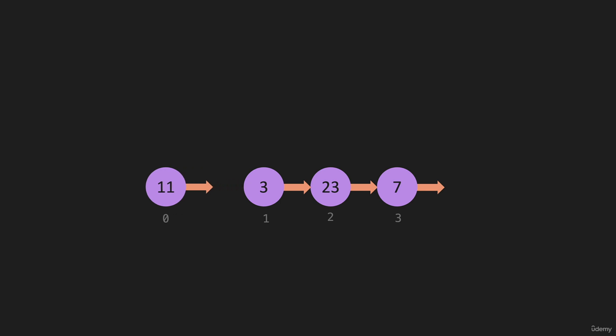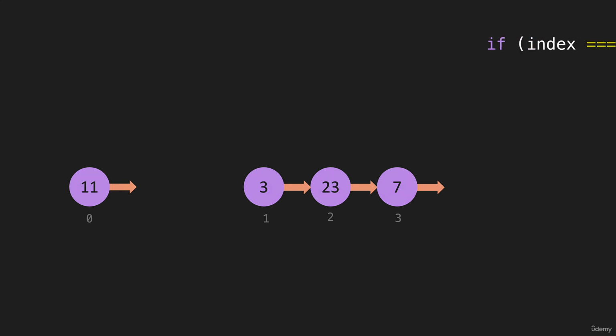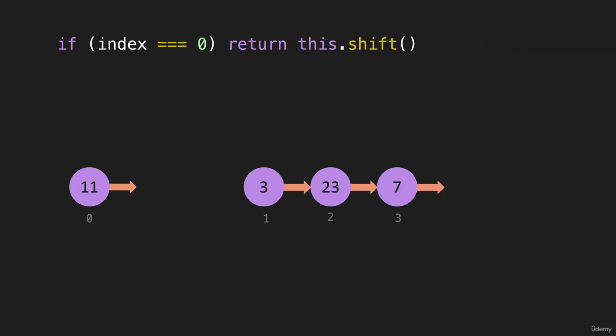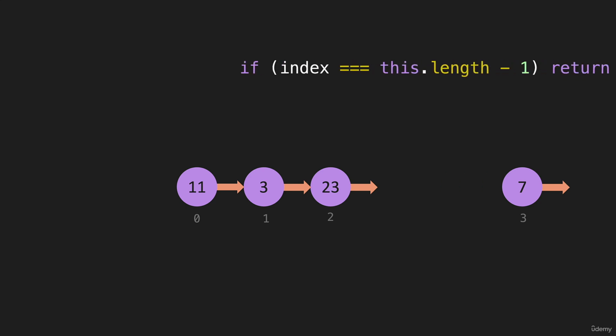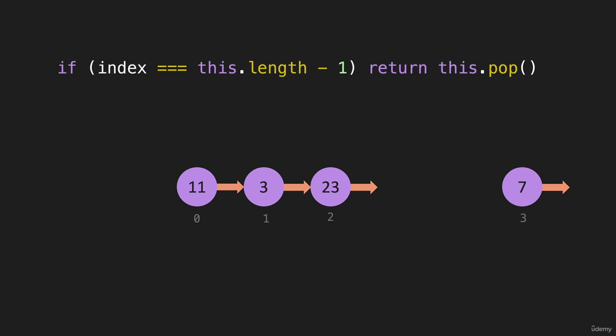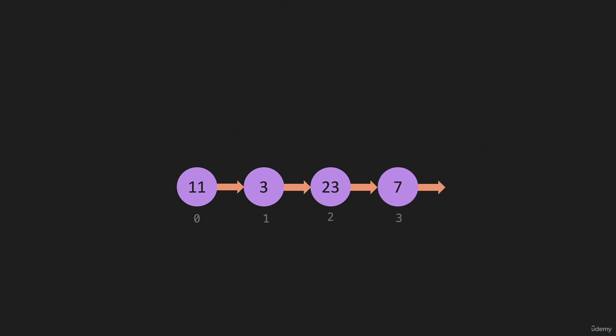So one of the things that we can do is that we can remove the first item, and we've seen this before. This is a shift. So if the index equals 0, we can just return this.shift. Also, we can remove the item from the other end, and we've created code for this one as well. So if the index is the length minus 1, we can just return this.pop.